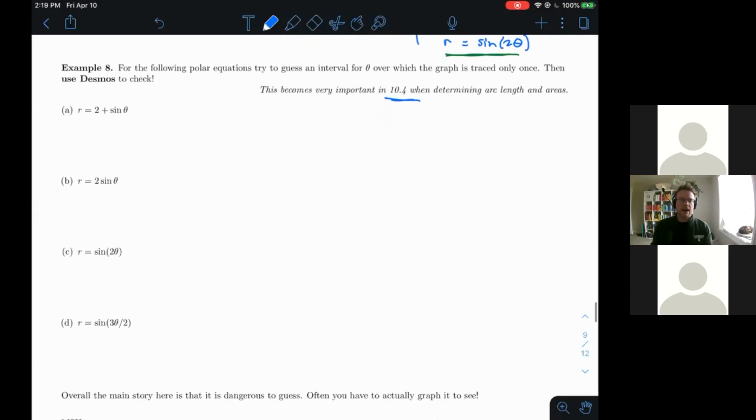So please take a few seconds here and guess what range of theta values. Is it 0 to 2 pi? Is it 0 to 3 pi? Is it 0 to pi? 0 to 5 pi, whatever, right? How far do we have to take this in order to get the entire curve once and only once?